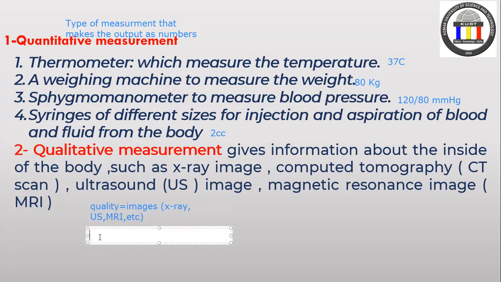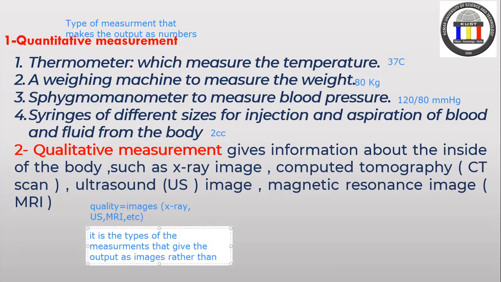So if I want to define qualitative measurement, I will say it is the type of measurement that gives the output as images rather than numbers. Both of them are important to get information from the body.